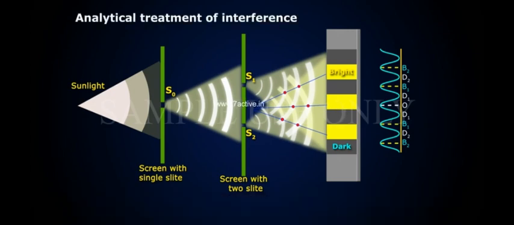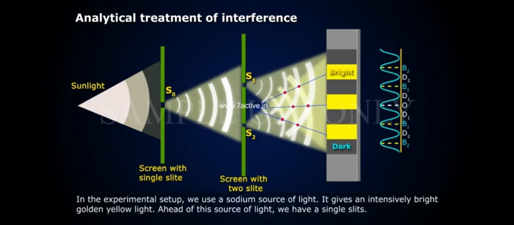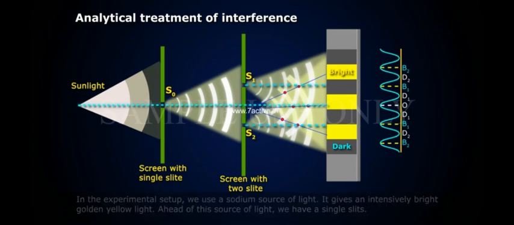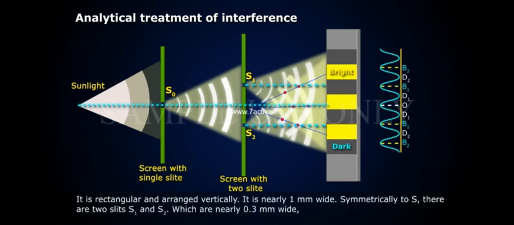Analytical treatment of interference. In the experimental setup, we use a sodium source of light. It gives an intensely bright golden yellow light. Ahead of this source of light, we have a single slit. It is rectangular and arranged vertically. It is nearly 1 mm wide, symmetrically placed with respect to S.